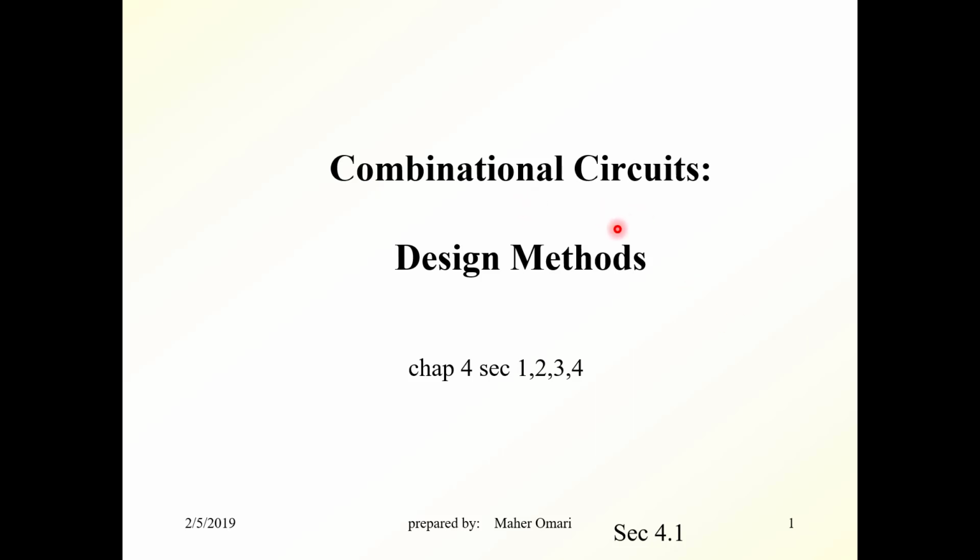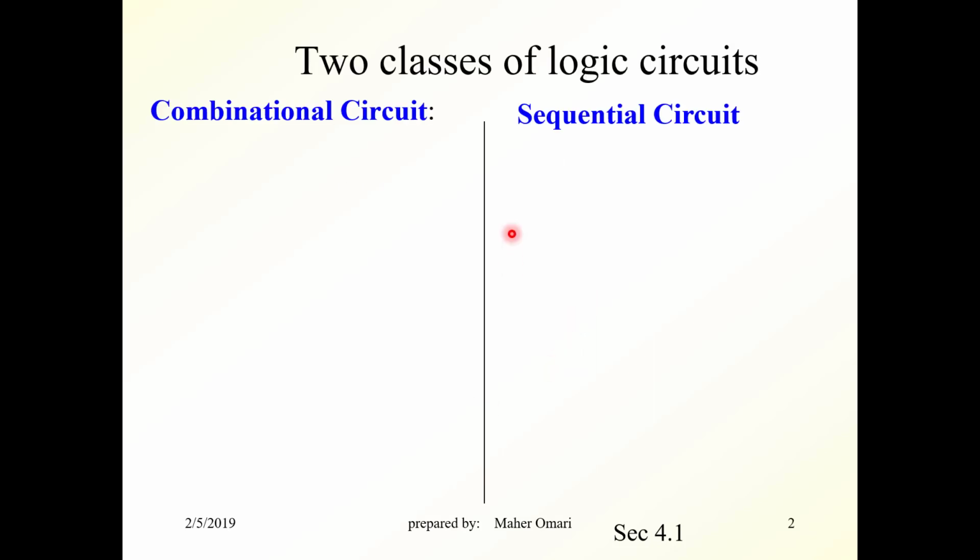Combinational circuits, design methods, how to design combinational circuits. This is covered in chapter 4 in Maury's manual. We should know that we have two classes of logical circuits. There's something called the combinational circuits and something called the sequential circuits. What are the differences between these two?